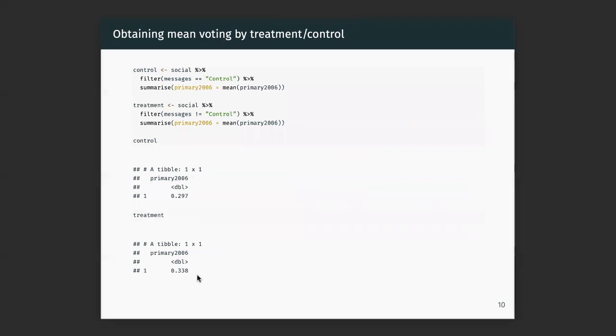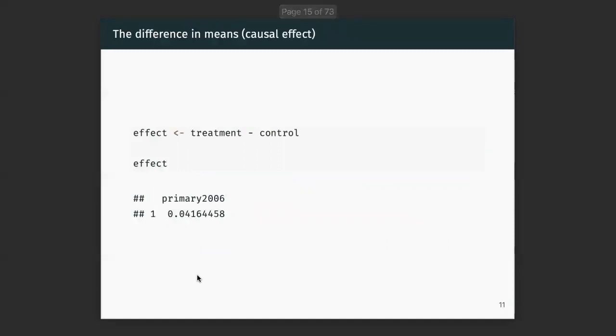But at the end of the day, this is all that we need to do. If we have data from a randomized control trial, we just compute the average for the treated group, the average for the control group, and we difference them. Subtract treatment minus the control average, and we have our sample average treatment effect. So the difference in means, treatment minus control, 0.04.